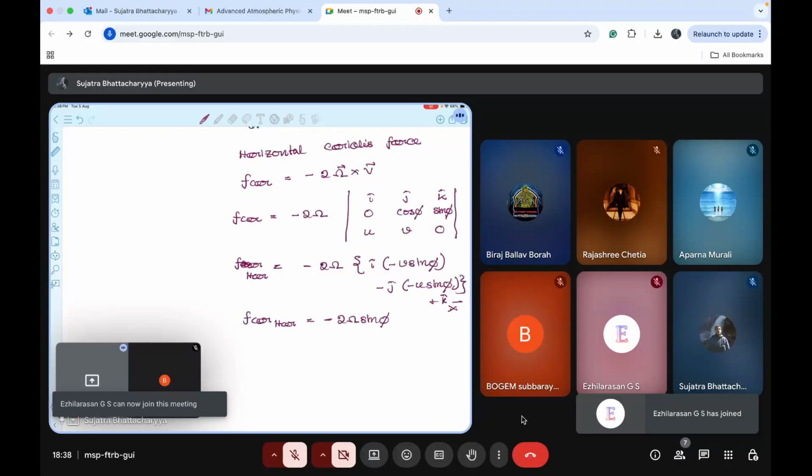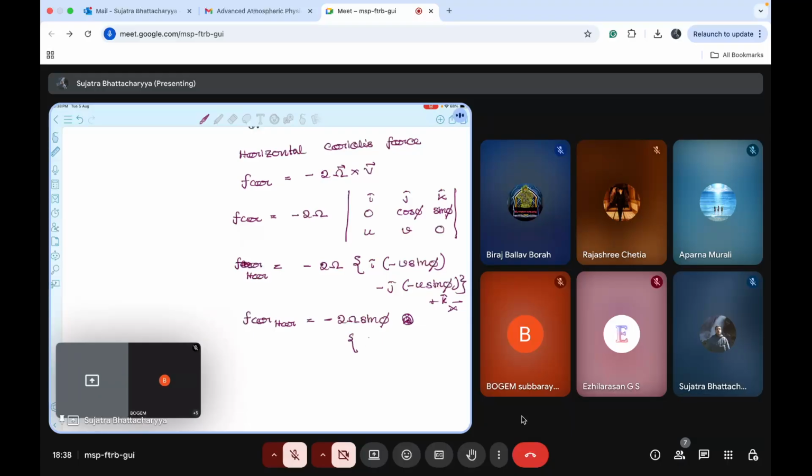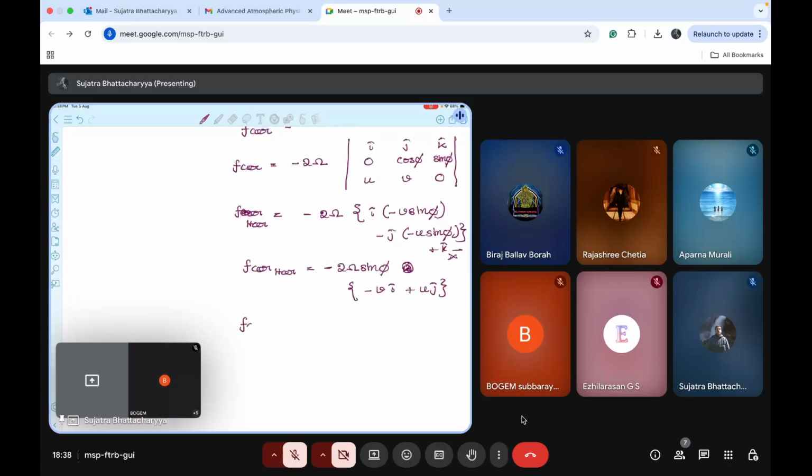Okay. 2 omega sin phi, and you have k hat. Let me write it properly. It will be minus v i hat plus u j hat. Now you can see that we can convert it: minus 2 omega sin phi, leave it as it is. Can we write v times k cross j and u as k cross i? Can we write this? Let's see.